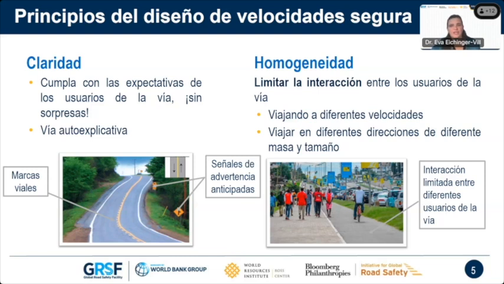And finally, homogeneity. We want to have limited interactions between various road user groups traveling at different speeds, in different directions, and with different masses and sizes. And that's what I said before. Even if we think not only of motorized vehicles and unmotorized road users, we also have to think, for example, of pedestrians and cyclists, because these road users obviously travel with different speeds and sometimes also travel in different directions. So we should limit the interactions between these different road user groups.